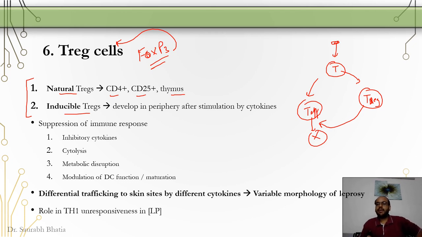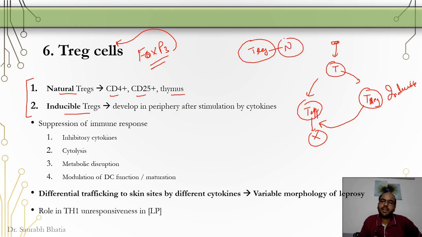Okay, and when T regulatory cells, which were not present before, are induced, these are known as inducible Tregs. If the T regulatory cells are already present inside the body, they are known as natural Tregs. Clear? The main function of T regulatory cells is suppression of immune response. It does so by inhibitory cytokines, namely interleukin 10, TGF beta. We have already discussed this while we were discussing FOXP3.